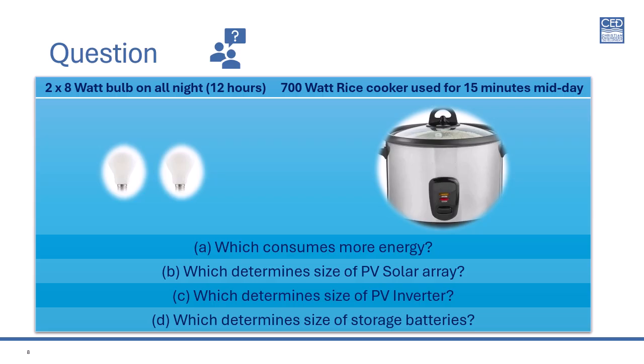Firstly, a little quiz. On the left are 2 LED light bulbs. Each of these is 8 watts and they're on for 12 hours a day. On the right you see a 700 watt rice cooker which is being used for 15 minutes. So the questions are: A, which of these 2 applications consume more energy? B, which determines the size of the solar PV array? C, which determines the power rating of the PV inverter? And D, which determines the size of the storage batteries?